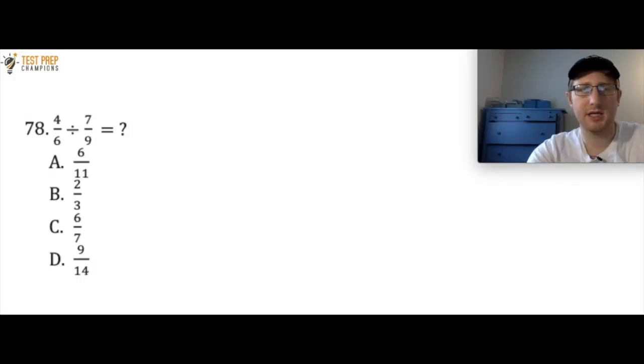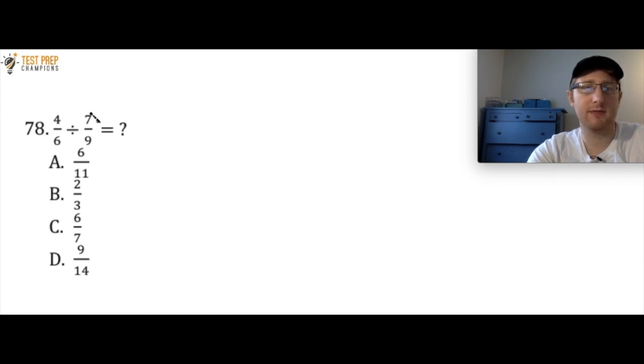Okay, 78 says 4 over 6 divided by 7 over 9 equals what? Is it A, 6 over 11, B, 2 over 3, C, 6 over 7, or D, 9 over 14? Let's have you pause the video, try this out. This would be a really good one to try without a calculator if you'd like to, and then when you're ready, we'll go over how to do it.